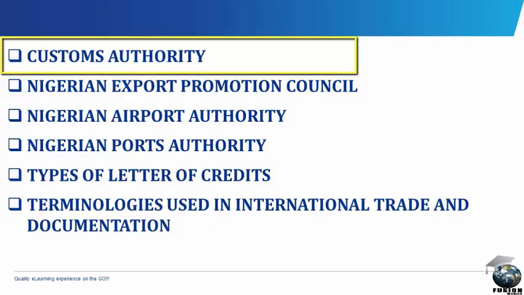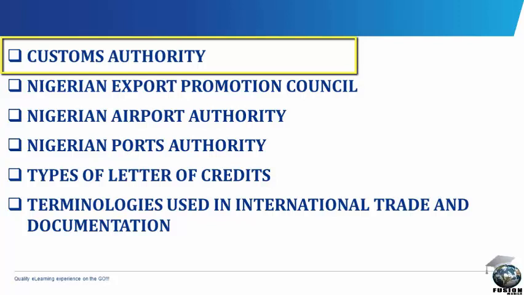Functions of Customs Authority include collection of tariffs. It assesses and collects revenue from tariffs and excise duties. Supervision of warehouses. It is the function of Customs Authority to supervise bonded warehouses. Compilation of statistical records on export and import trade, which is supplied to the government.